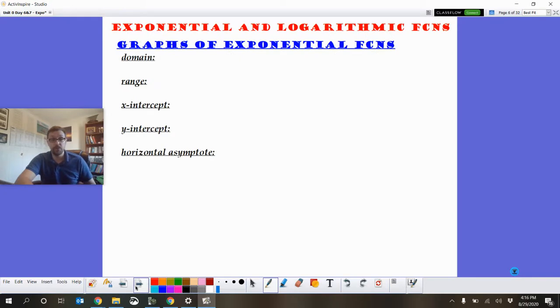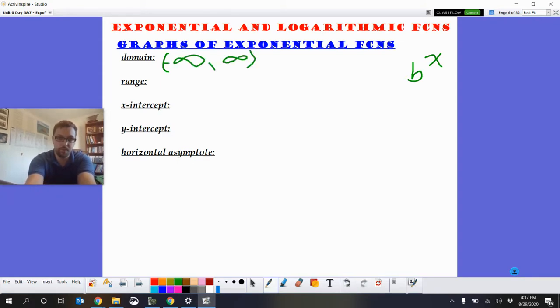Some stuff about the domain in general for exponentials. So this is just a regular old b to the x, nothing fancy going on. Our domain is going to be 0 to infinity. It's not going to be 0 to infinity. It's going to be -infinity to infinity. All real numbers work. Our range is going to be 0 to infinity.